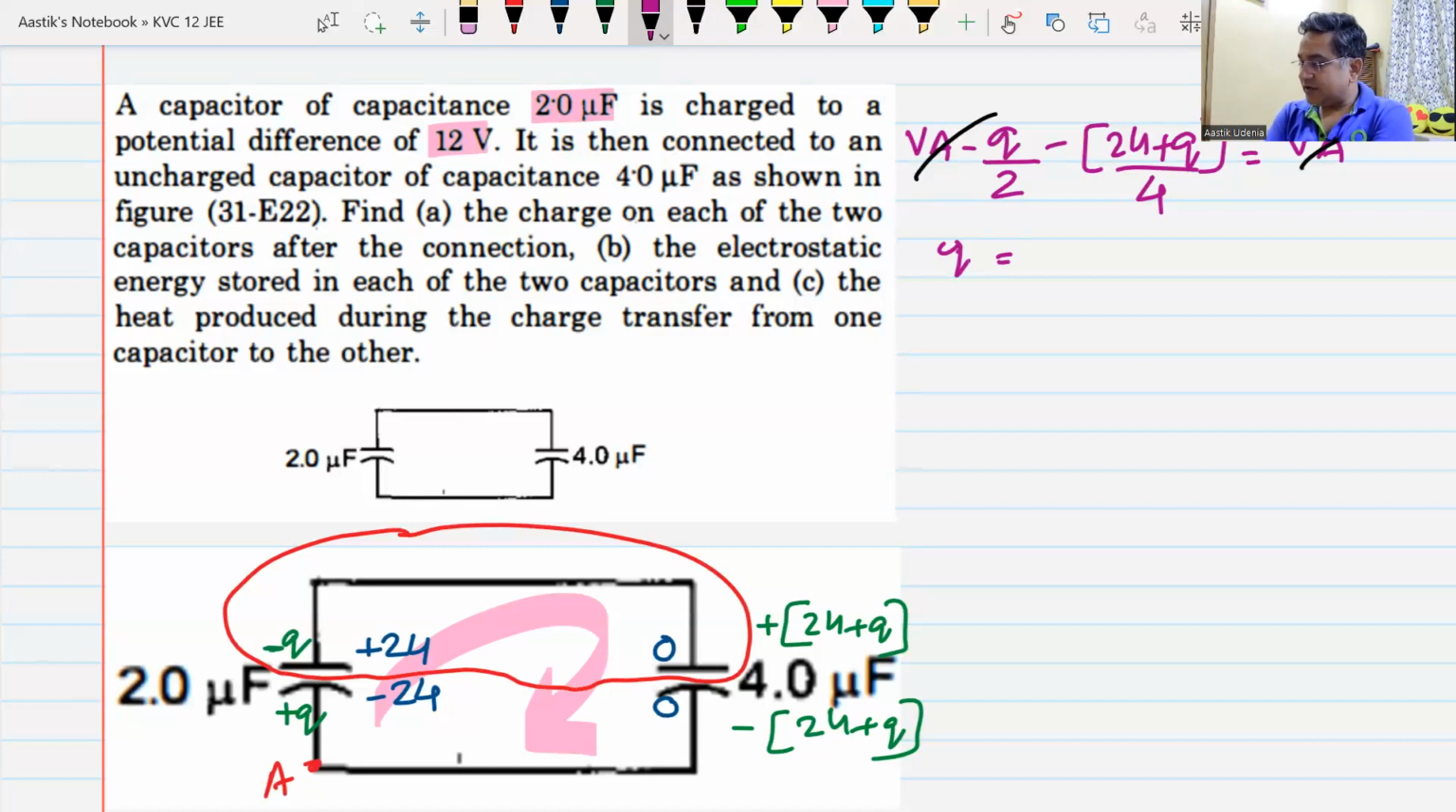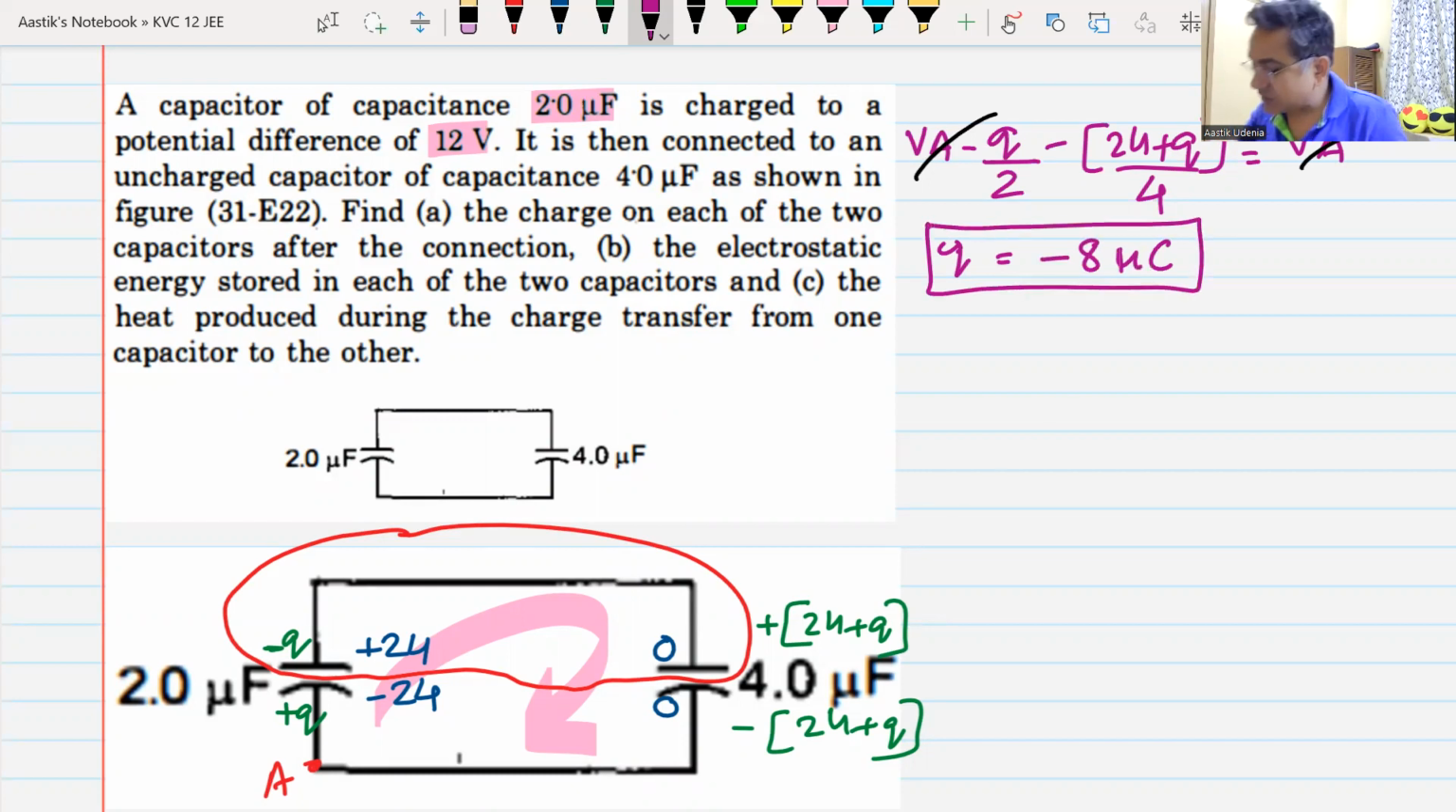It is such a difficult problem, sir. How do I know the answer? 8, sir. Plus 8 or minus 8? Minus 8, sir. That means my assumption was not wrong. The positive plate of the capacitor remains positive and the negative plate remains negative. Anyways, doesn't matter. Did we get this answer? Yes or no?